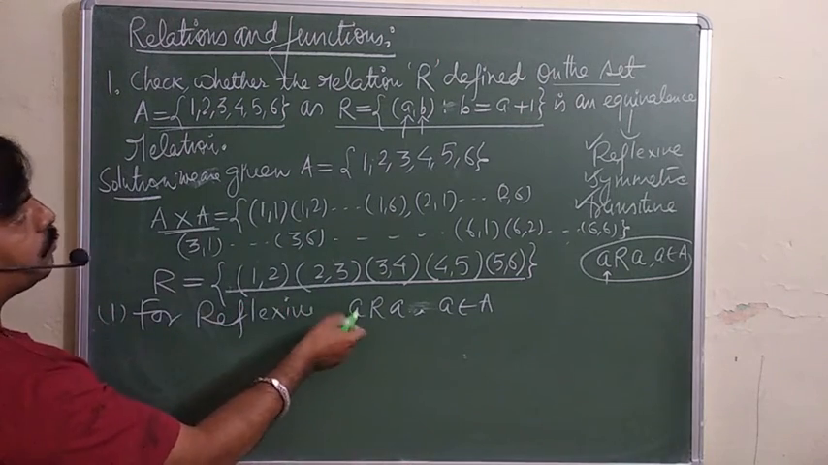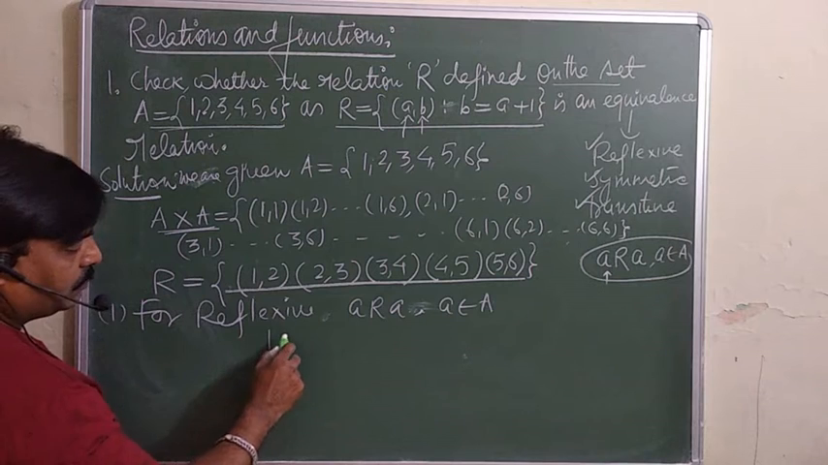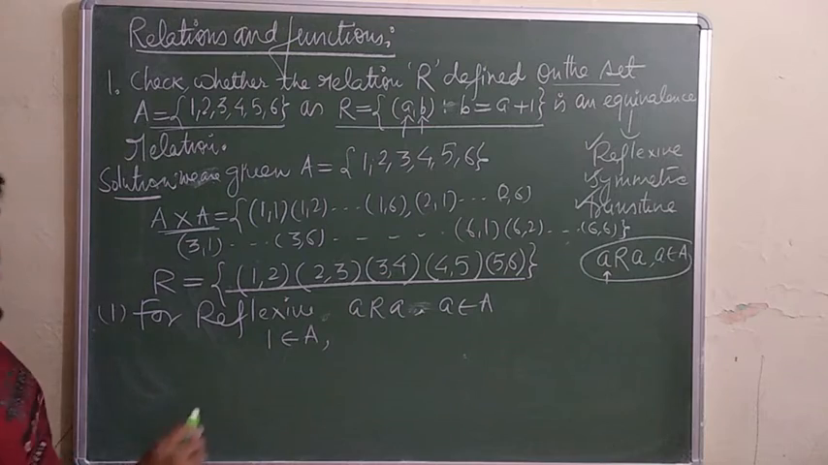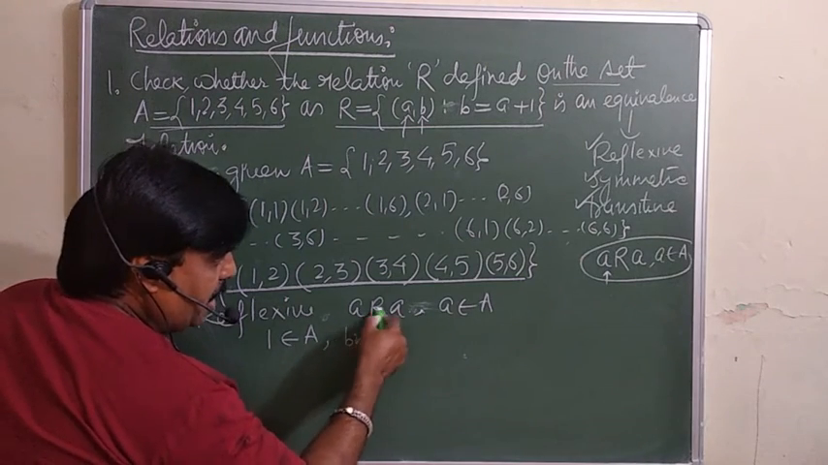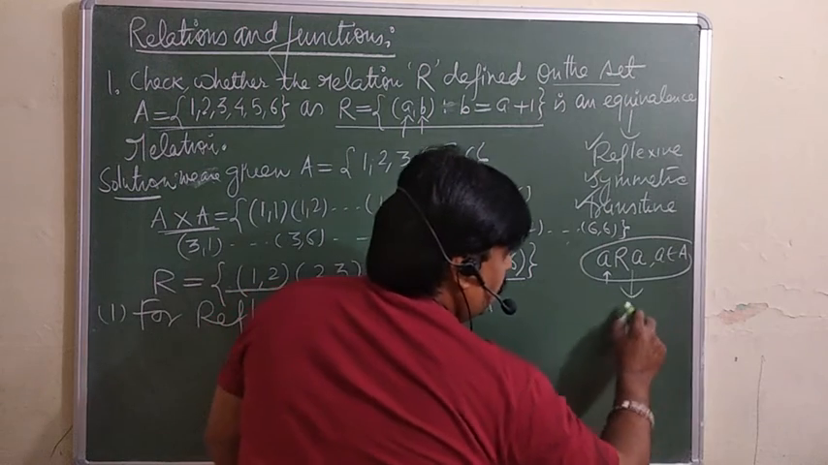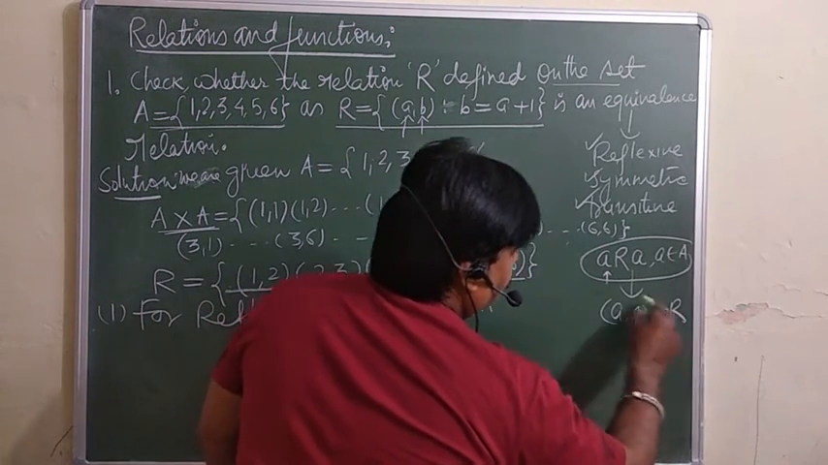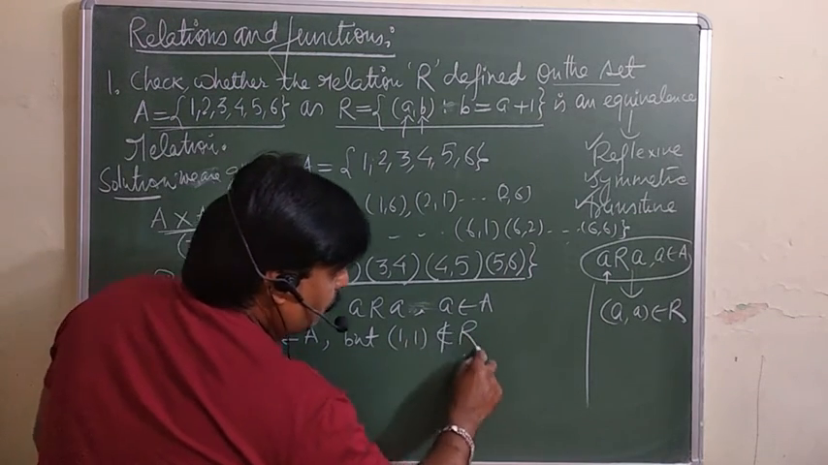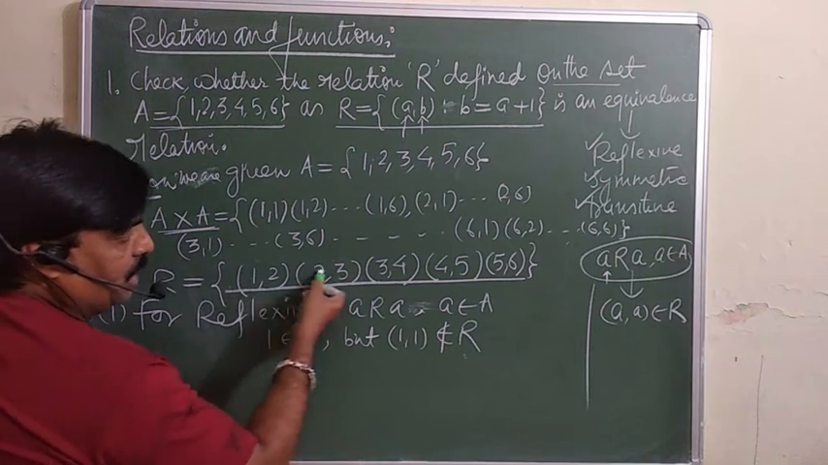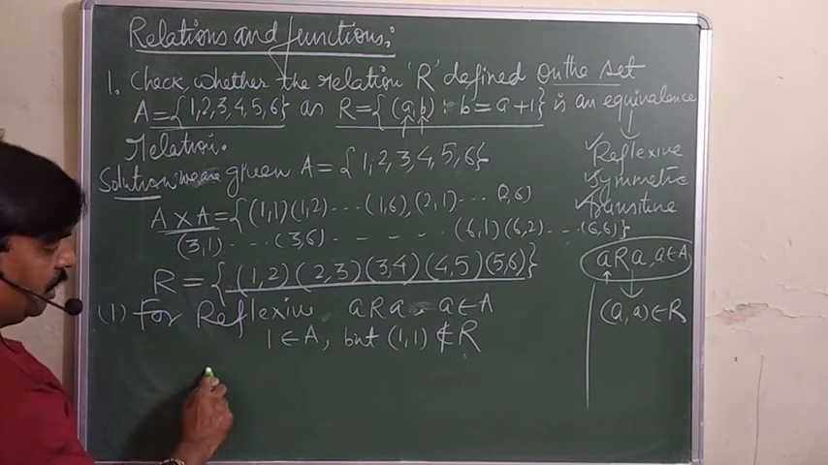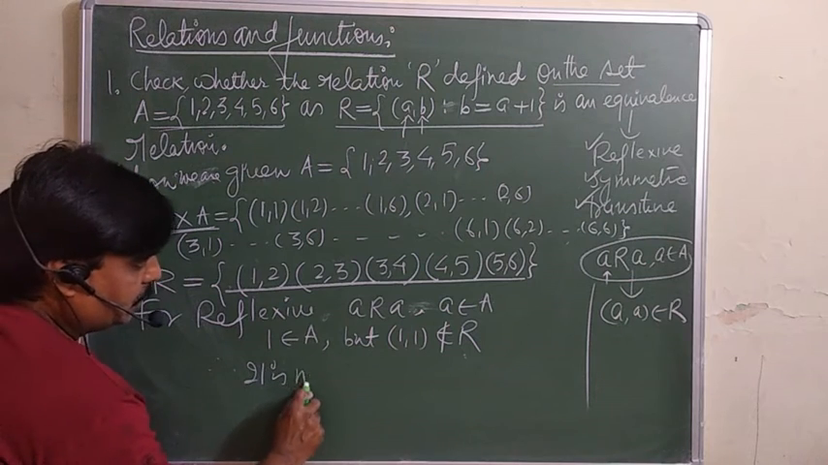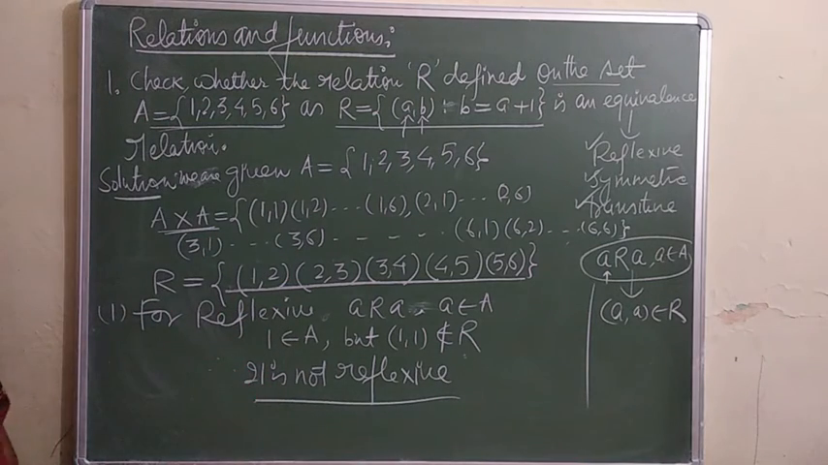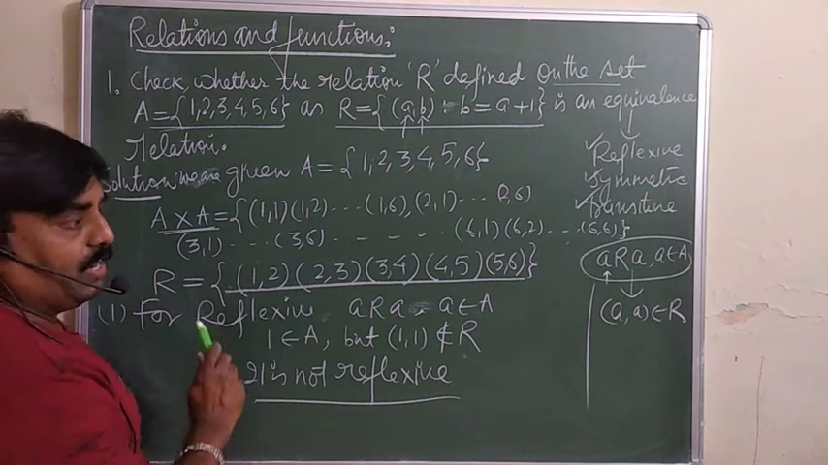If you take any one of the elements, suppose I am taking 1. 1 belongs to A, the element which belongs to this A. But a R a means (a, a) belongs to R. But (1, 1) does not belong to R. The ordered pair is not here in this relation. It means therefore it is not reflexive. This is not reflexive.